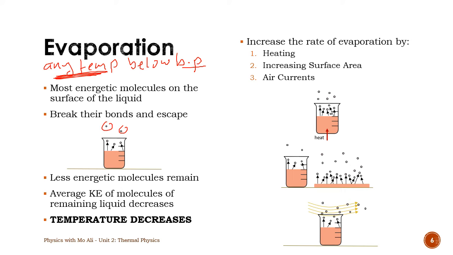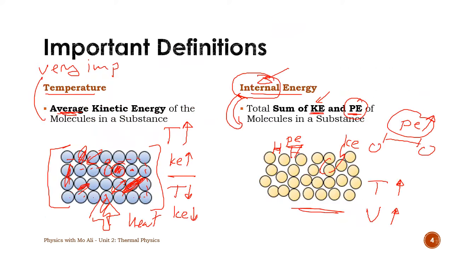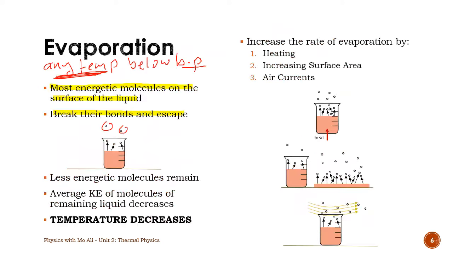However, in terms of molecules, what happens? This is what happens. The most energetic molecules on the surface of the liquid break their bonds and they escape. What do we mean? A little while ago we said the temperature is defined as the average kinetic energy of the molecules in a substance. This means that some molecules in a substance already have a lot of energy, and some molecules don't. So some of the molecules that are already on the surface use that energy to break their bonds and they leave.